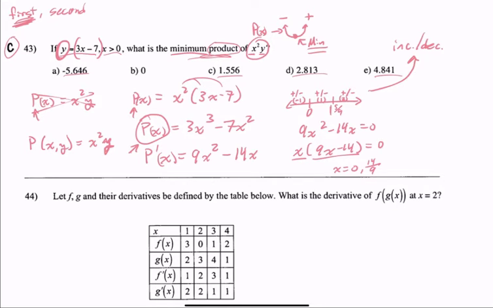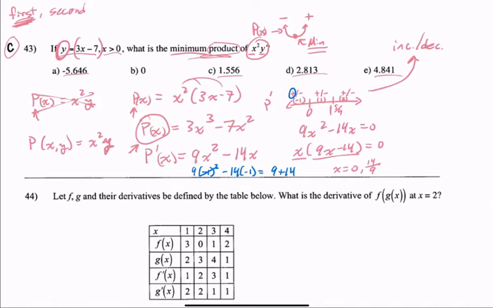When you test these, you have to plug these into p prime, because p prime is what tells you where the function is increasing and decreasing. So if I plug -1 into this, it'd be 9 times (-1) squared minus 14 times (-1). What would this give me? This would be a positive 9, and then this would be a positive 14. So this is going to be positive.